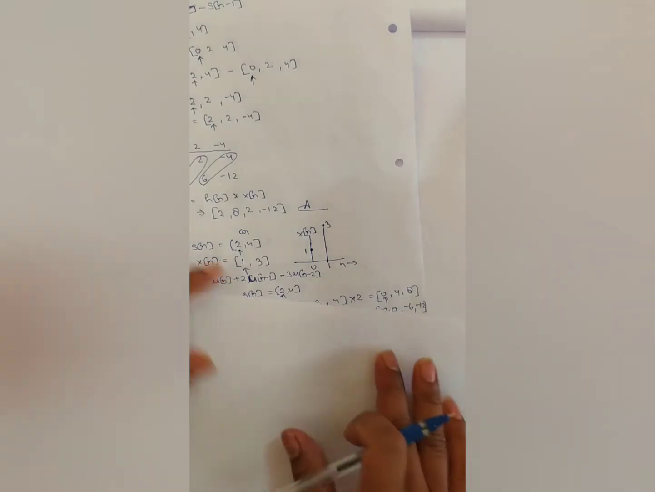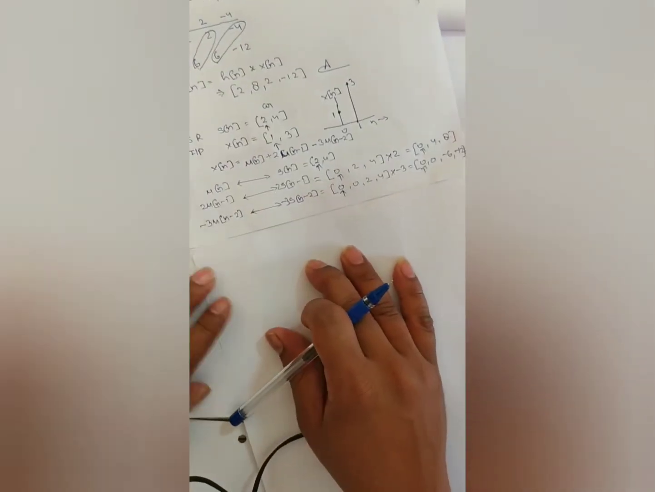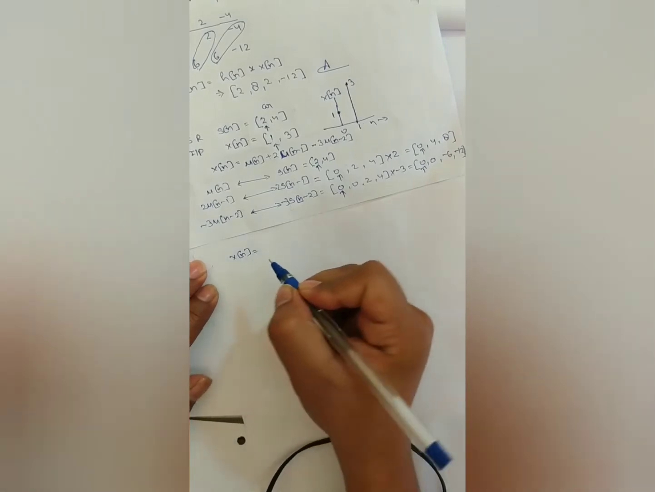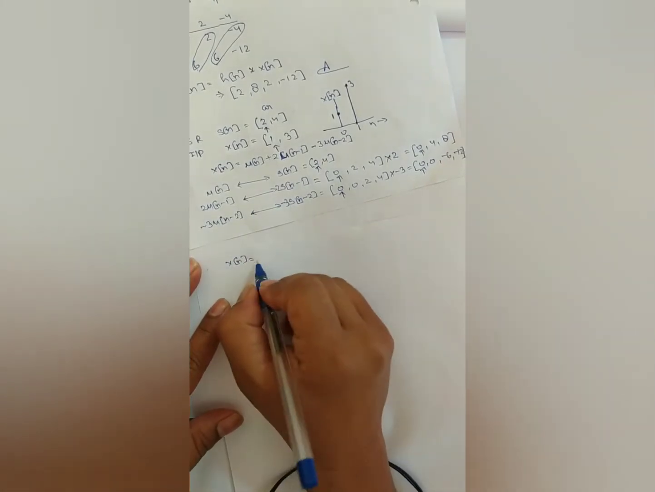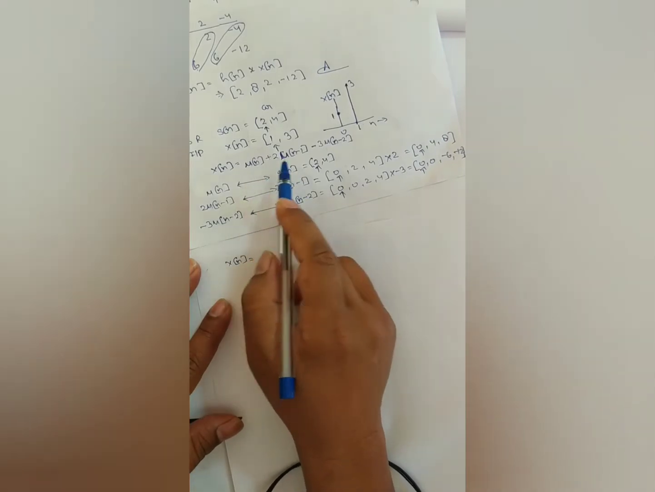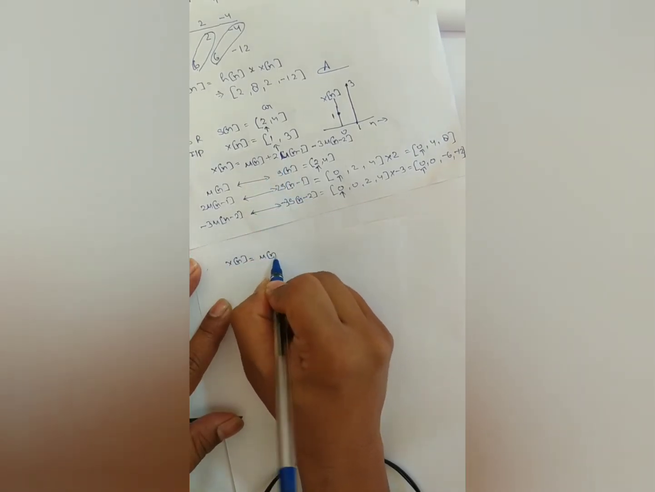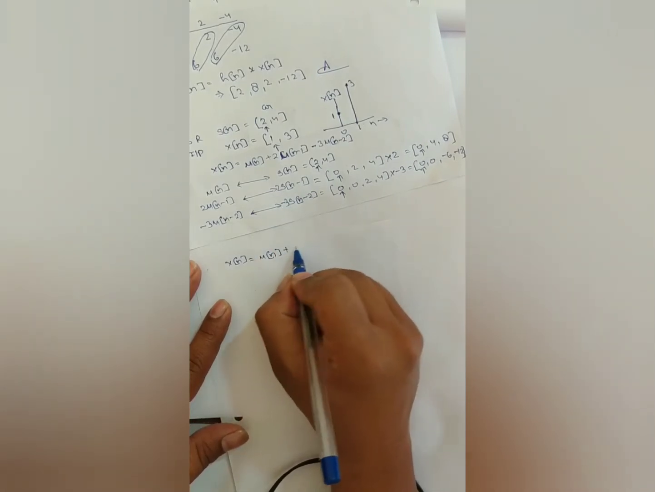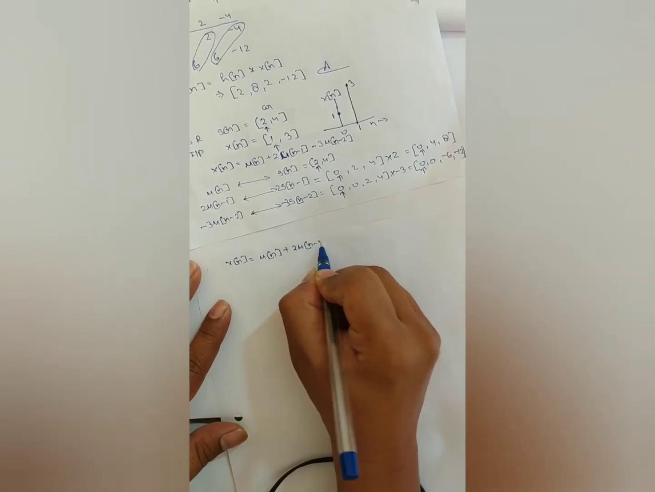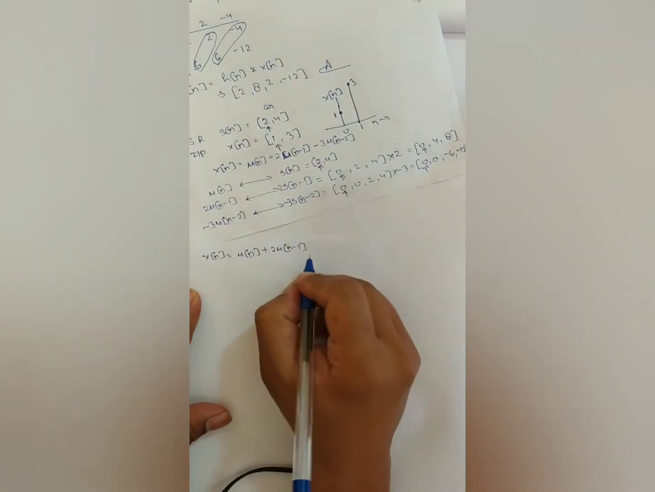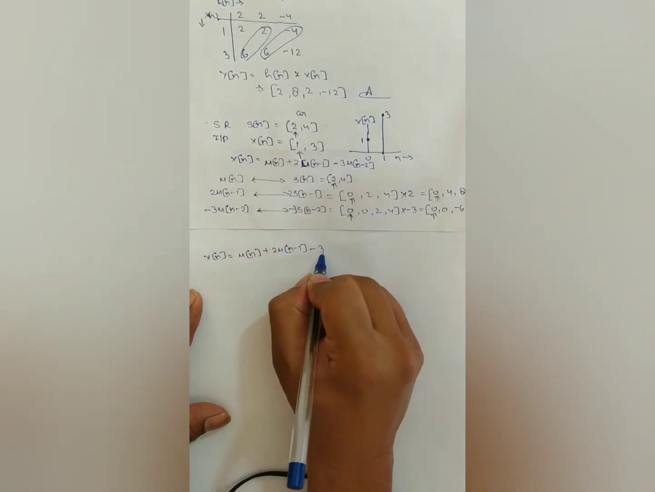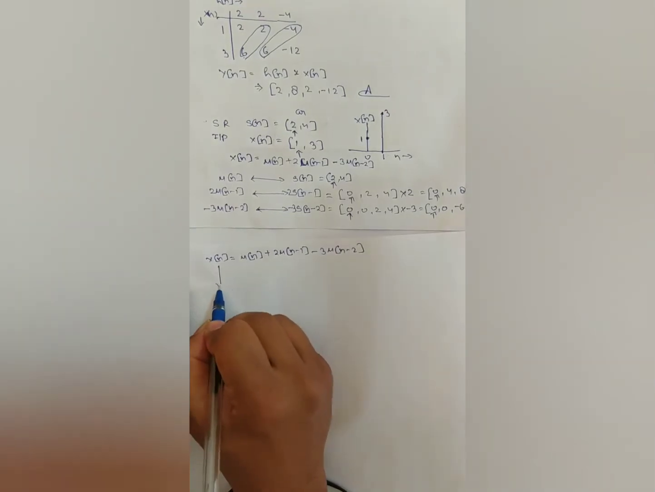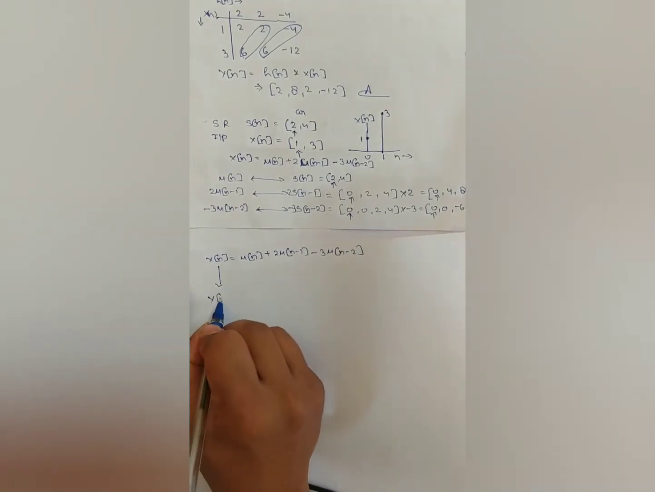Therefore, as we know, the input x[n] is equal to u[n] plus 2u[n-1] minus 3u[n-2]. When we apply it to the system, the output is y[n].